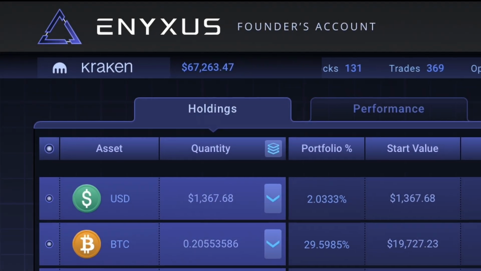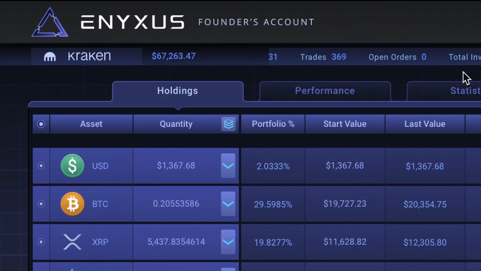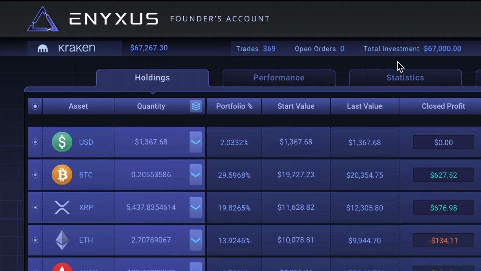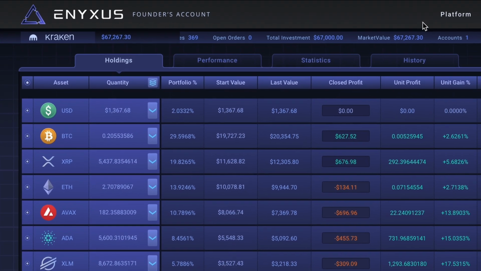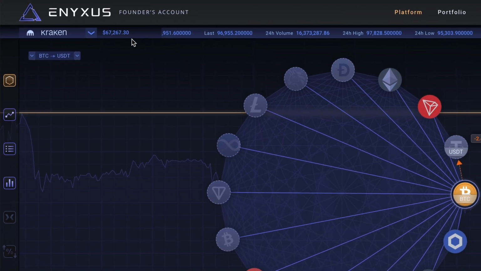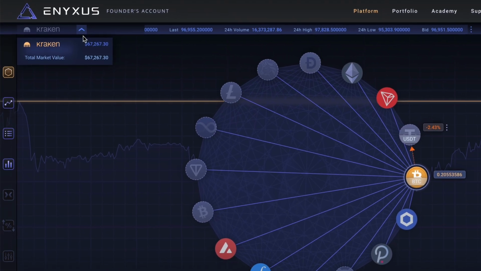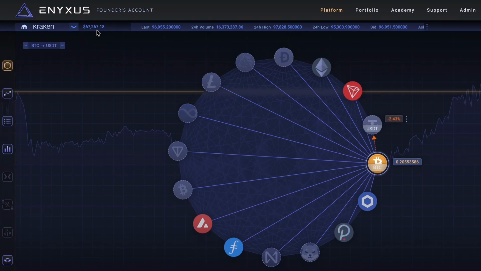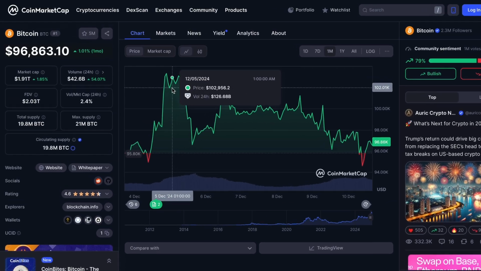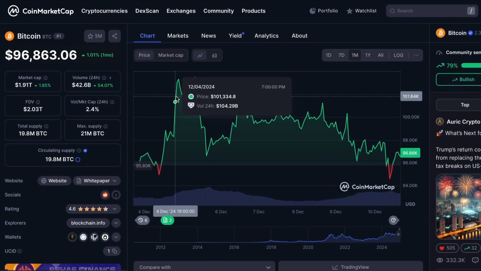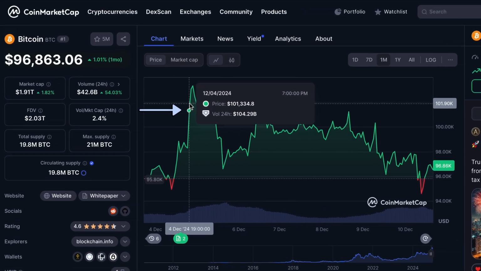The Founders account is a real money account in Kraken that at the time of connecting it to Enixis had a start value of 67,000. Soon we will start connecting additional accounts that we will be able to toggle to from this pull-down menu here. We connected and started trading this account on December 4th, 2024, a day we will always remember as the day that Bitcoin reached 100,000 for the first time.